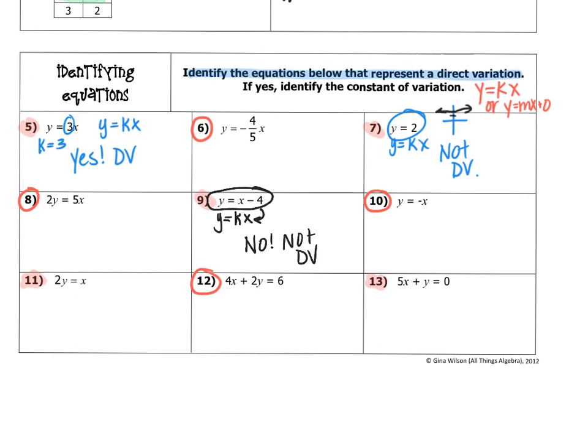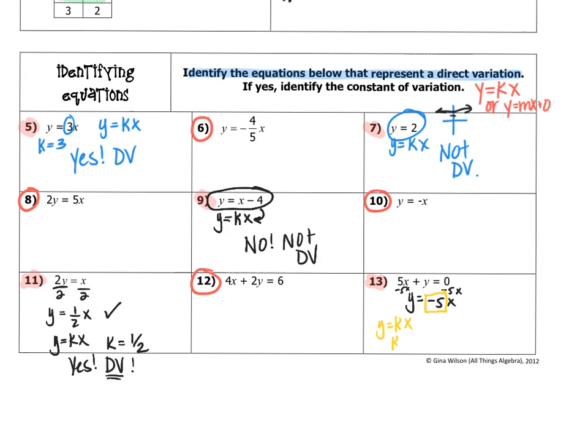And number 11, we have one step to get y by itself. So we get y = 1/2 x. That is definitely in the form y = kx, where k is equal to 1/2. So this, yes, is directly variated. For number 13, let me isolate y. Y is equal to, subtract 5x, subtract 5x. Y is equal to negative 5x. And the answer is yes. There's my k. That is in the form of y = kx. K is negative 5. Yes, it is directly variated.